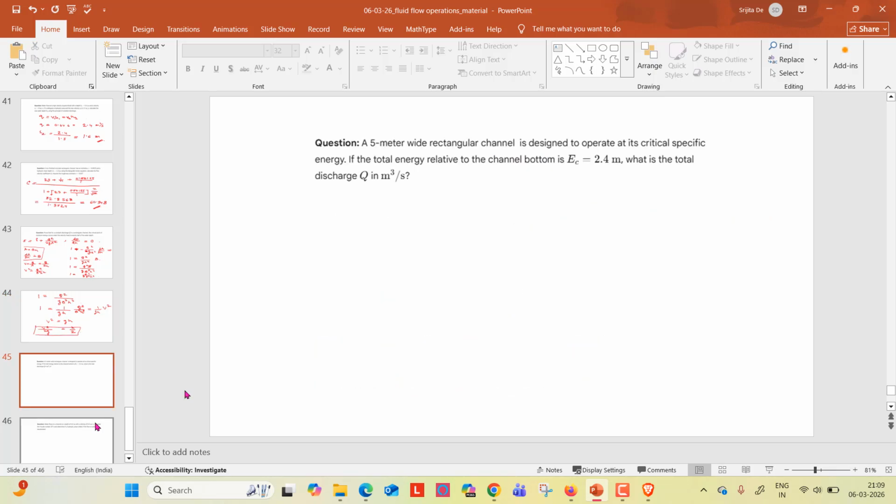Next question. A 5-meter wide rectangular channel is designed to operate at its critical specific energy. The total energy at the channel bottom, EC, is given. What is the total discharge? Right, so EC is given. So that means HC we can calculate. EC is 1.5 of HC. So HC will be 2.4 by 1.5 equals 1.6 meter.